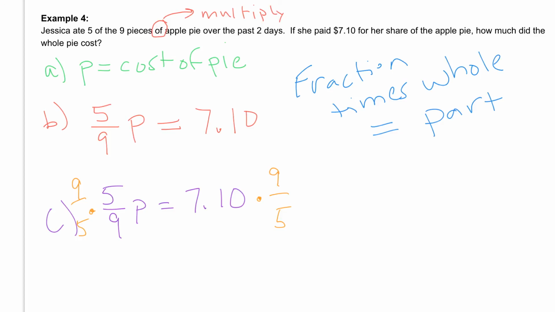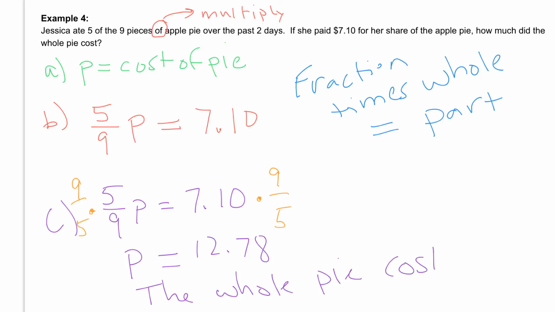If I do that correctly, I'm going to get P equal to 12.78. So we can say the whole pie costs $12.78.